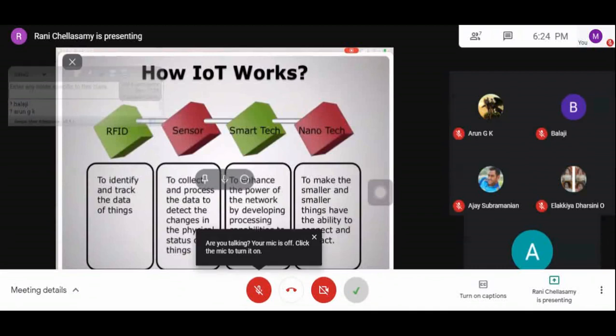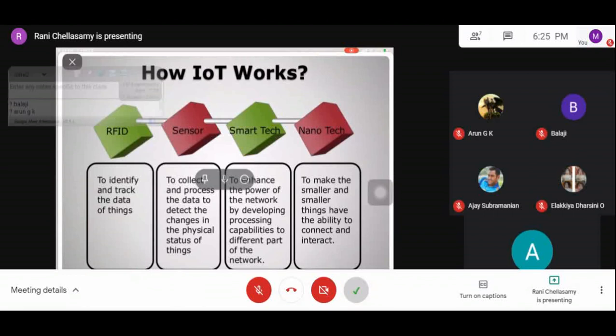Okay. So tracing the information, tracking the data, that part will be done by the RFID and sensors. The next major important role in IoT is done by the sensor. So this sensor will be used to collect the data. After collection, it will process the data to detect the changes if there are any changes in the physical status of the objects or the things.